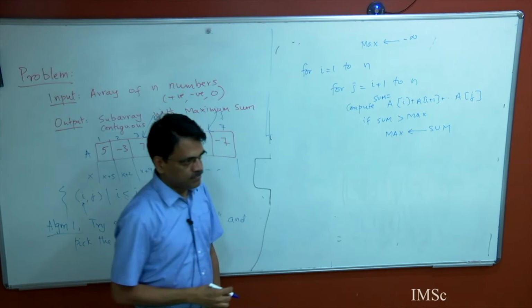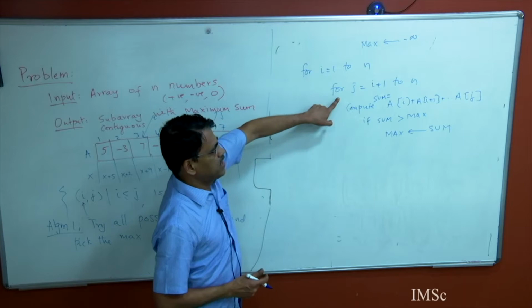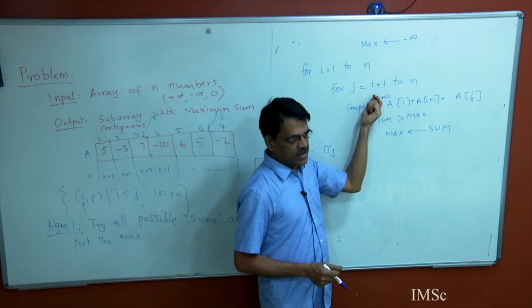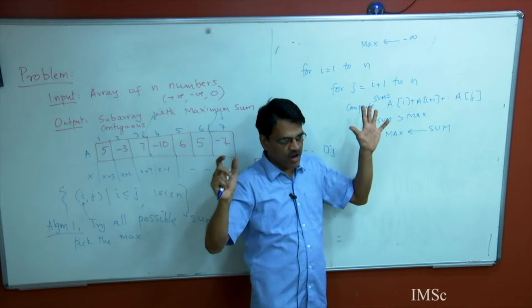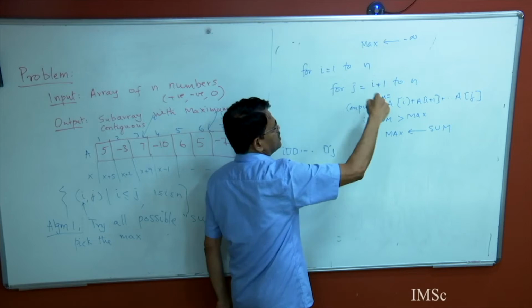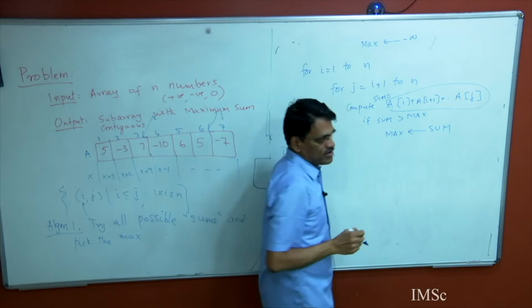I have two for loops. I start with i and j. All I am trying to do is to compute the value of this sum, a_i to a_j, and I have a running max variable which maintains the max sum so far. If this sum is greater than max, I replace that max by the sum. Finally, I will have the max sum. So this looks like an n cubed algorithm because there are two for loops, that's n square, and here I have something like a linear time thing. But can I not do this a little more efficiently?